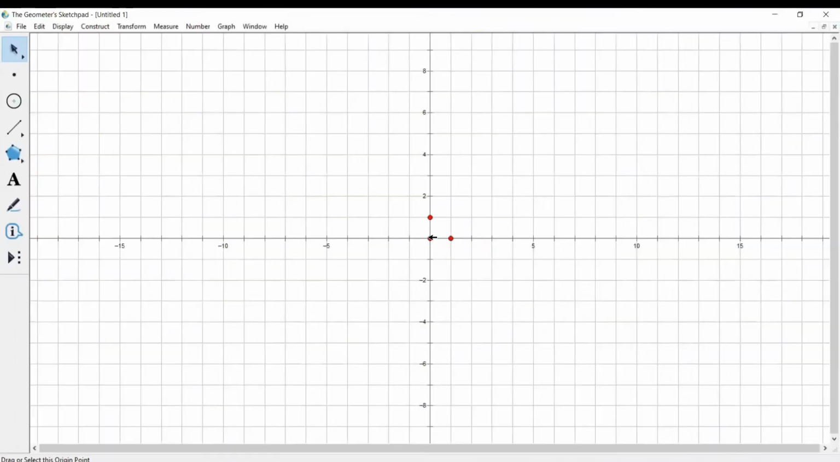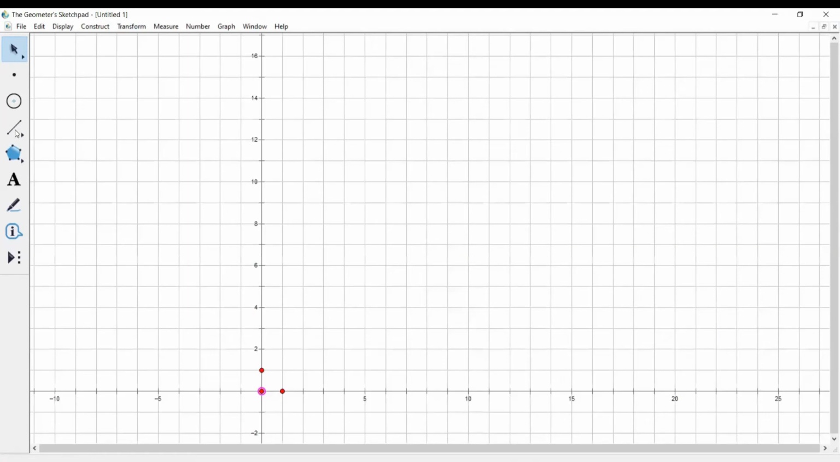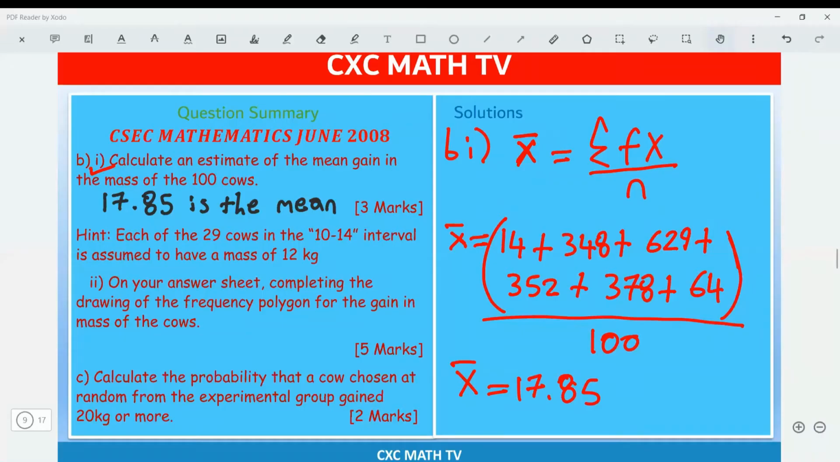All right, now that we have our graph, we're just going to do our setup. Now notice it didn't tell us what to use for our axis, or did it? Hint, each of the 29 cows. Okay, so it didn't give us anything really. It gave us a hint here, but this is not telling us what the axis should be. So we're just going to use an axis that's going to fit our scale. So you choose a scale that you want to use for part 2.